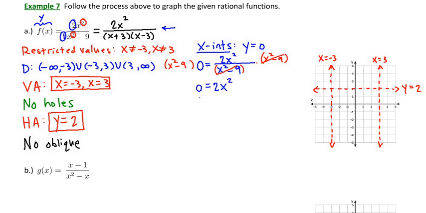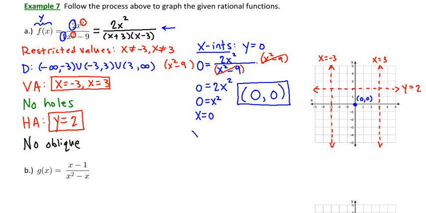So solving this by dividing both sides by 2 and then taking the square root of both sides, we get one value, which is x equal to 0. So putting this information together in an ordered pair, we found x equals 0 when we set y equal to 0. So our x-intercept is the origin. So we know the graph is going to cross the x-axis at (0, 0). Also notice the x-intercept is coincident with the y-intercept.